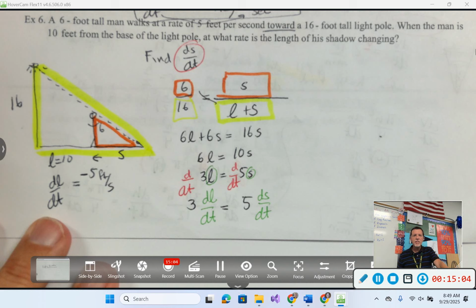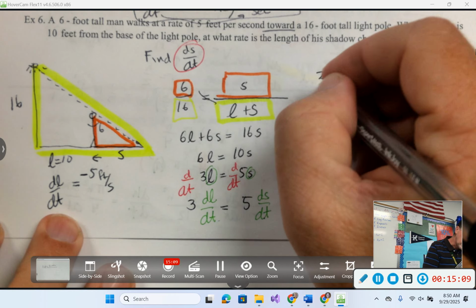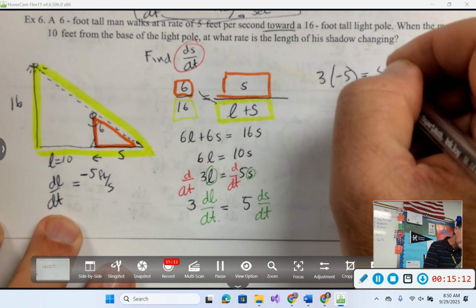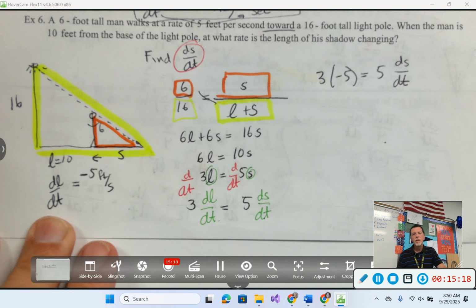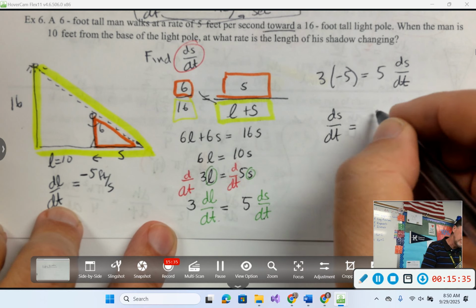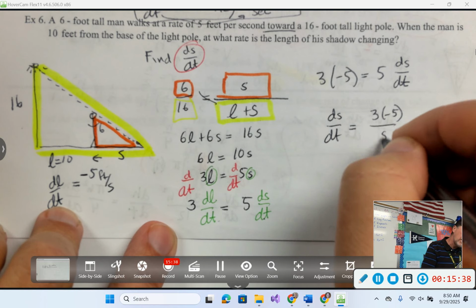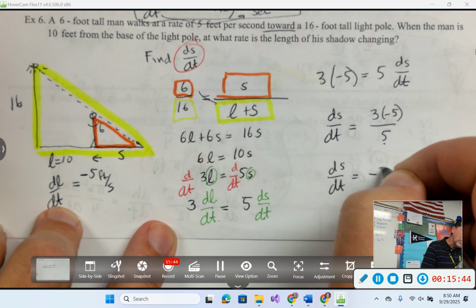And then, do I have everything I need? I want to find ds dt. I know dl dt. So 3 times negative 5 equals 5 times ds dt. Is that a safe stop? You got to get ds dt by itself. So, you're almost there, but it's not safe yet. You need to divide by 5. So ds dt equals 3 times negative 5 over 5. That's a safe stop, but may as well go negative 3 on that.